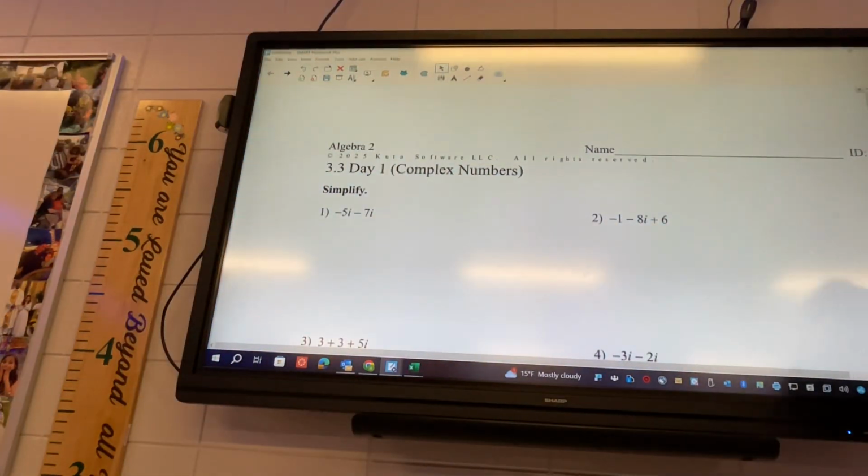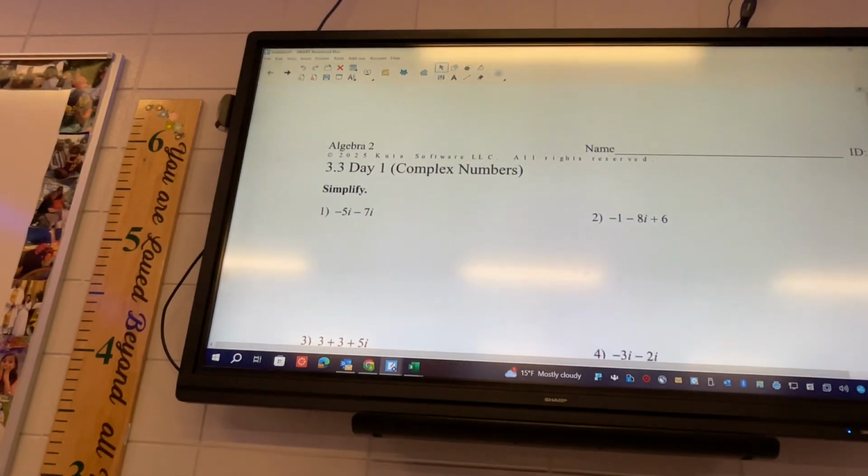Okay, today we're going to start on complex numbers. So, what do you notice on all of the problems? Look at it. They got letters. They got letter I. Okay, so the I part is I stands for imaginary. Okay, and so the I part is the complex part.